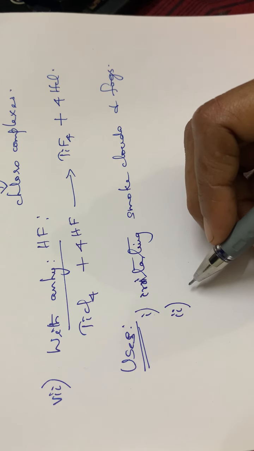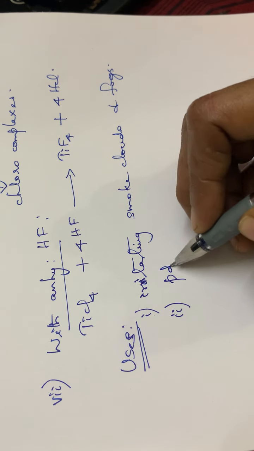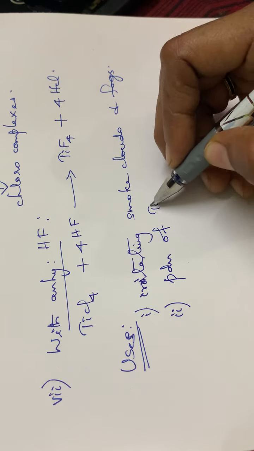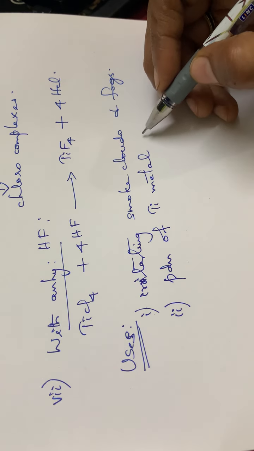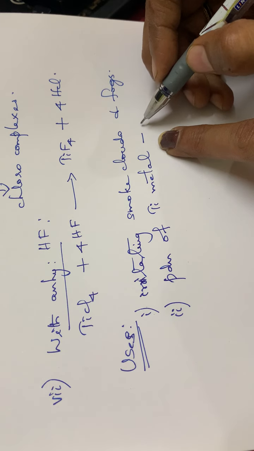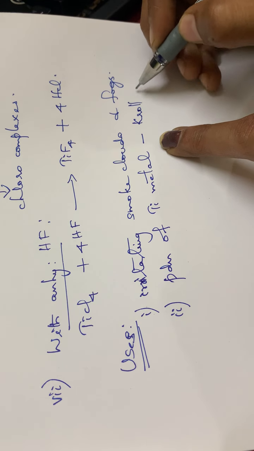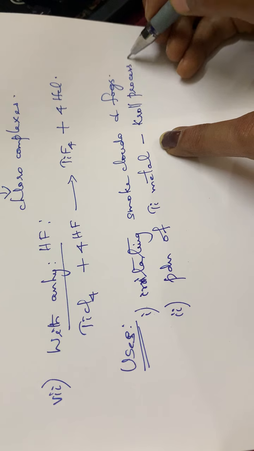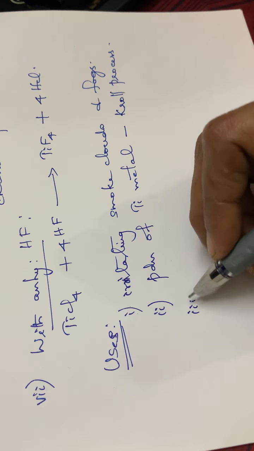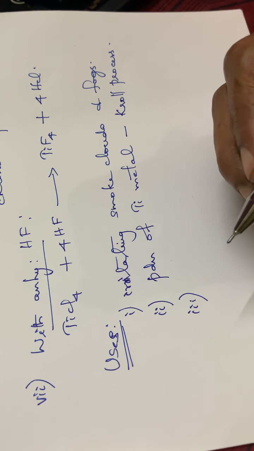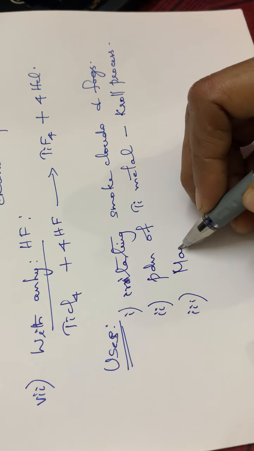Then the next one, it is used for the production of titanium metal. And also for this production of titanium metal, the process is called the Kroll process. Then the next one, the third use, is the manufacture of rutile gems.